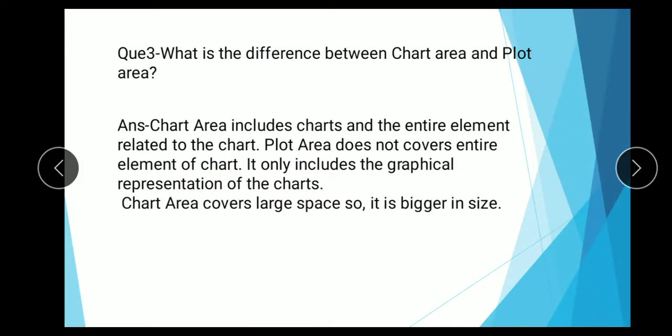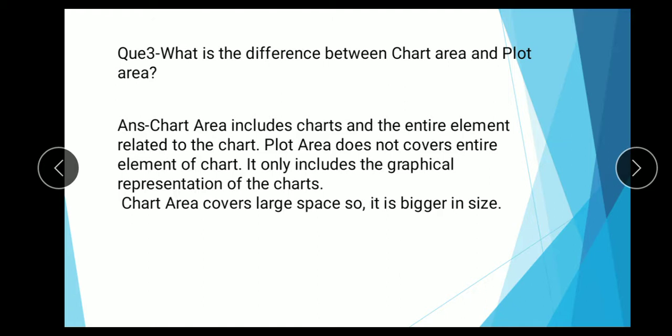Question number 3: What is the difference between chart area and plot area? Answer: The chart area includes the chart and all the elements related to the chart. The plot area does not cover every element of the chart; it only includes the graphical representation of the chart. Chart area means all the area of your chart: your graphics, value axis, x-axis, legends, all these things.